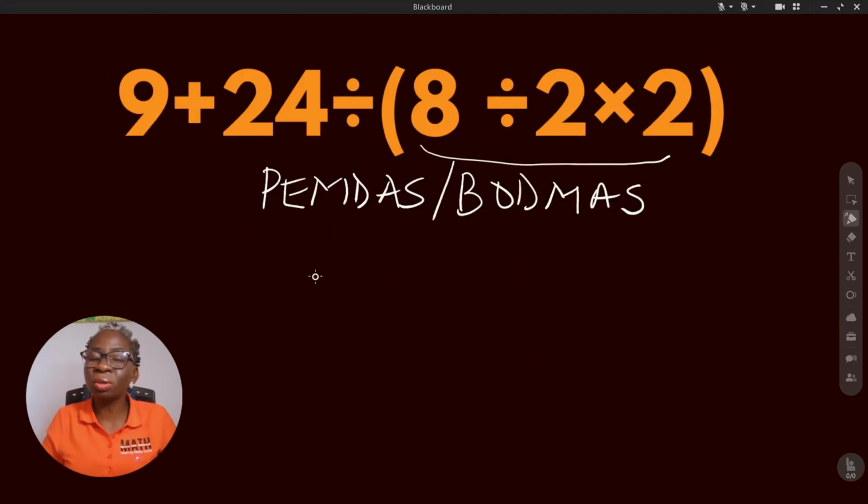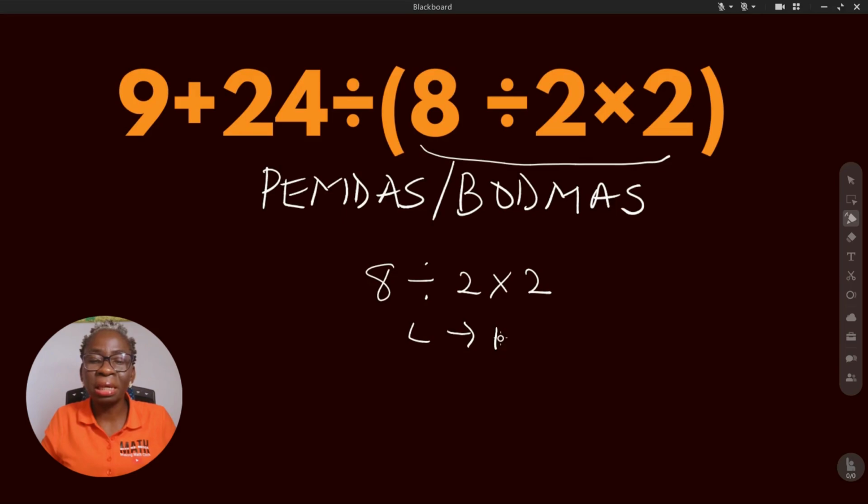Note that when you are solving anything that has division and multiplication, you have to solve from left to right. That means when we are saying 8 divided by 2 times 2, you have to solve from left to right. This is one of the reasons why many people get questions like this wrong, because they multiply before they divide. And if you multiply before you divide, that means you'll be having 8 divided by 4. This will give 2, and it is wrong.